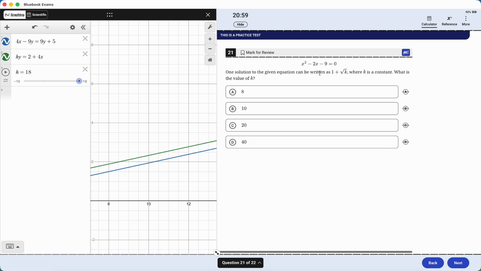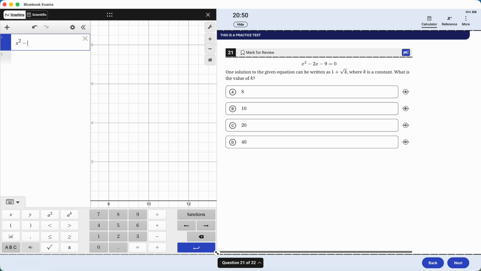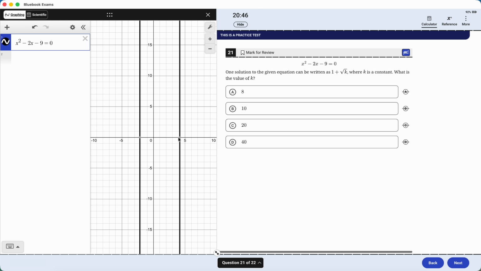Next one, quadratic equation, and it says one solution can be written as 1 plus square root k. The keyword here is solution, right? If you see the word solution, you can just type your equation into Desmos and it'll show you the solution. Here, if I zoom out, here are my two solutions. I can click on it. Now it's saying one of the solutions is 1 plus square root k, and k is one of these choices.